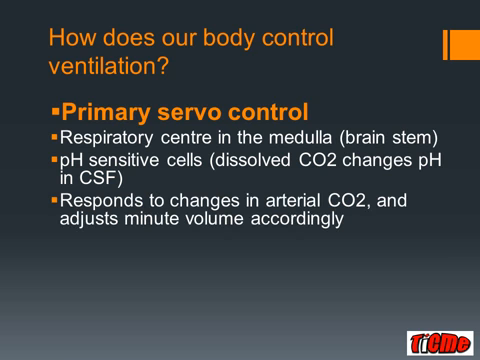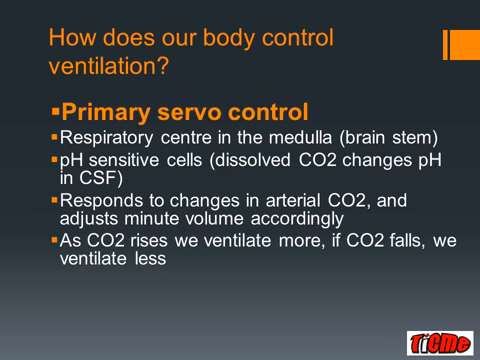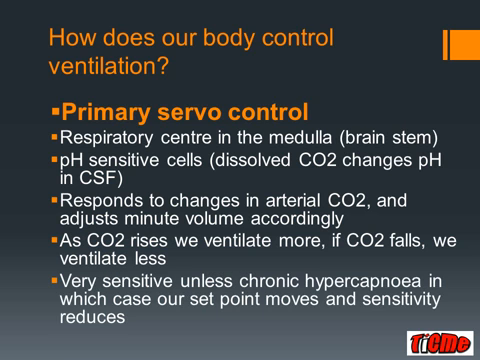The respiratory centre responds to changes in arterial carbon dioxide and adjusts the minute volume accordingly. If the CO2 rises in our bloodstream, we ventilate more. If the CO2 falls, we ventilate less. This is an incredibly sensitive system and responds to minute changes in CO2. One of the times where it becomes less sensitive is in chronic hypercapnia, such as in COPD patients. The cells become indoctrinated to the acidic pH and the high CO2 levels, and so the set point moves and the sensitivity reduces.